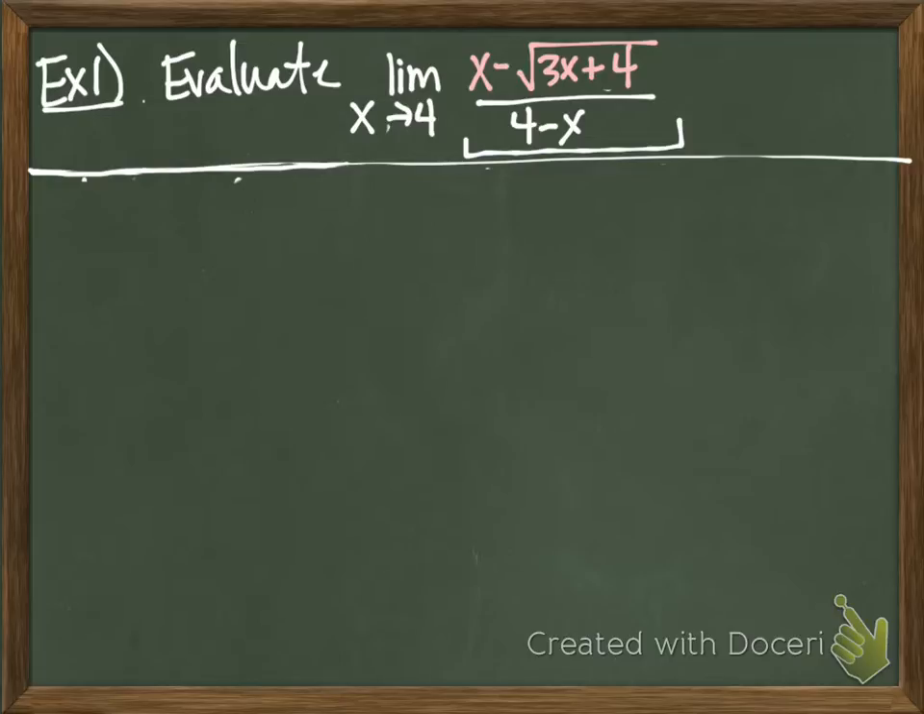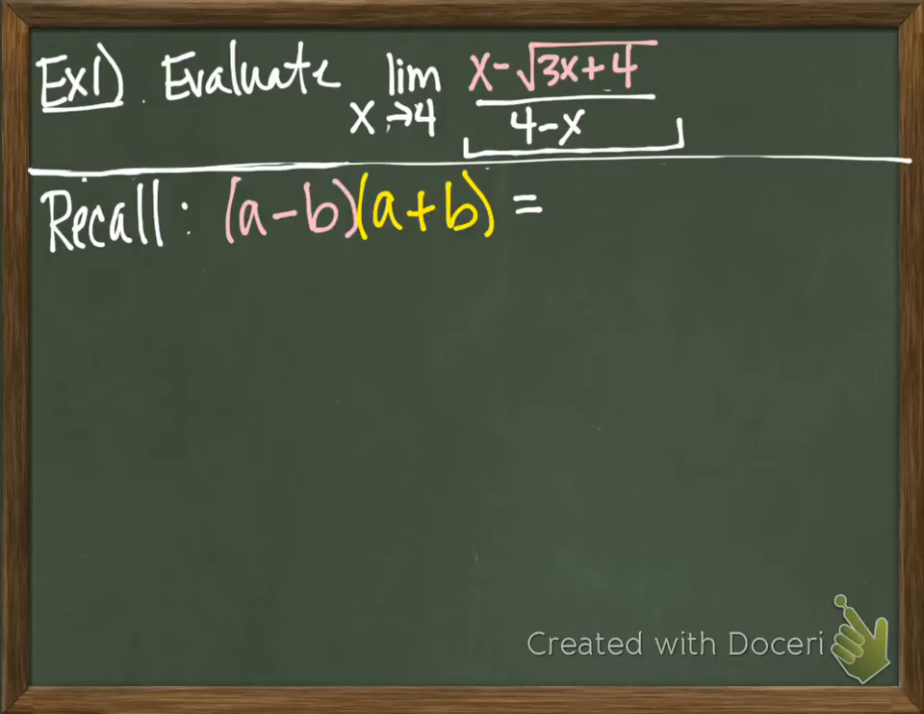So rationalizing is going to make use of the fact that the quantity a minus b times the quantity a plus b is equal to a squared minus b squared. How does that help us? Well, notice if either a or b had a square root in them, or were a square root, then over here when you square a square root, the square root goes away. Okay, so we're going to use that idea to rationalize the numerator.